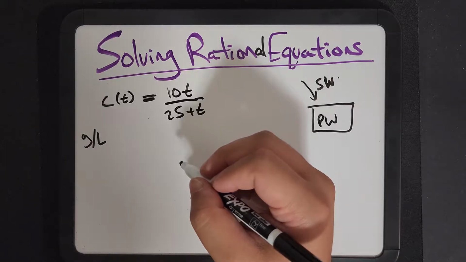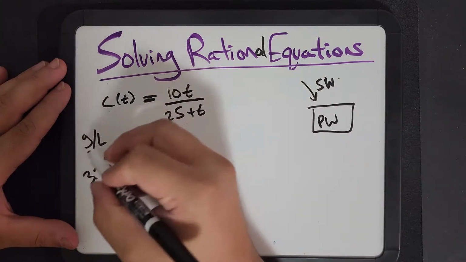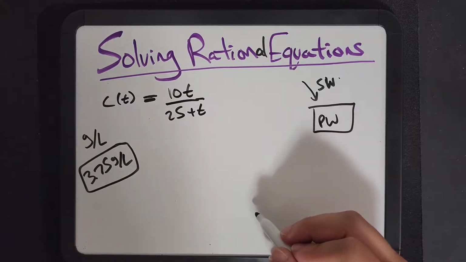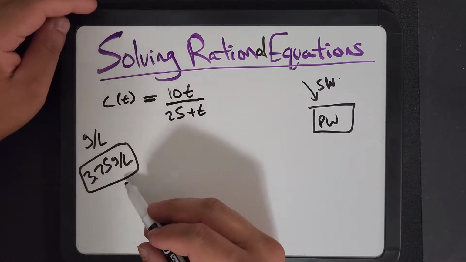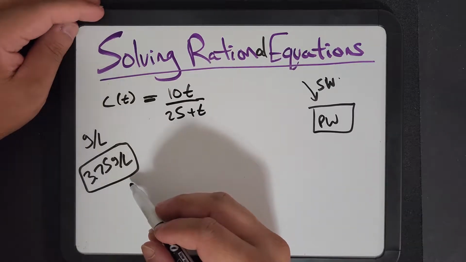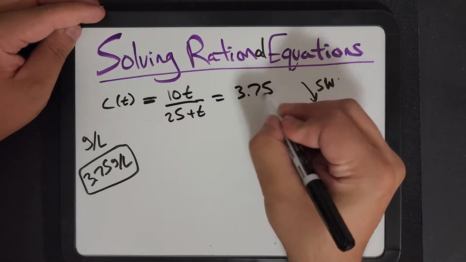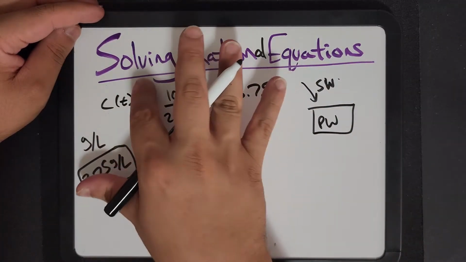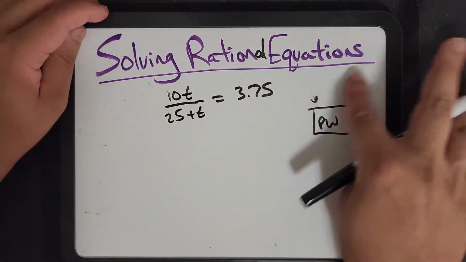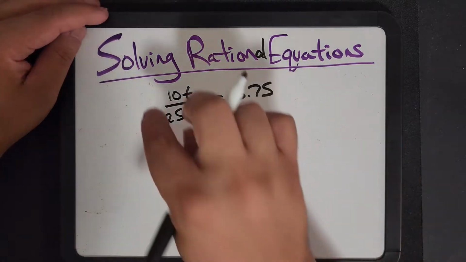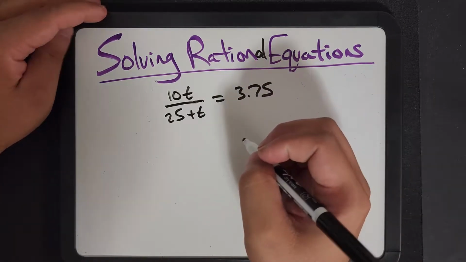So now the question is, when does the concentration equal 3.75 grams per liter? That's what I want to know. So it's very straightforward. If we have our target number that we're going for, which is 3.75, we can set the function equal to it. And now, once we've interpreted this into our equation, we just have to solve this rational equation.